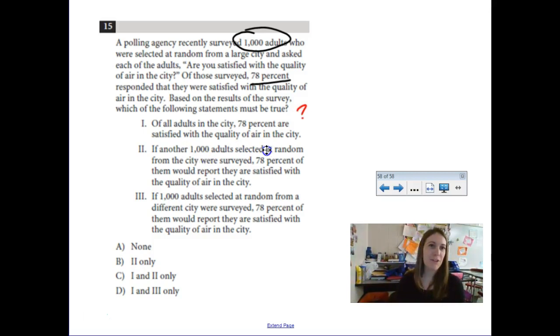If I keep reading, if another 1,000 adults selected at random from the city were surveyed, 78% of them would report they are satisfied. That is not at all true. It's just that of the 1,000 that were surveyed, 78% of them happened to say yes. And then number 3, if 1,000 adults were selected at random from a different city, 78% would say they are satisfied. Again, that is not a claim you can make. It's not even the same population. So since none of these say one only, I can eliminate that as a choice, and apparently none of them work. There you go.